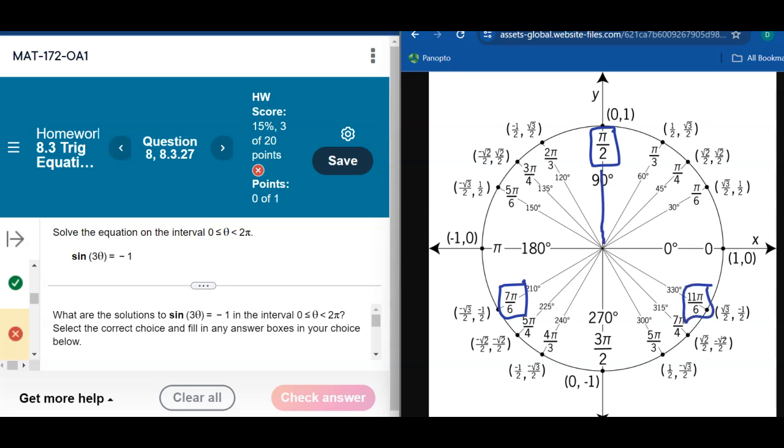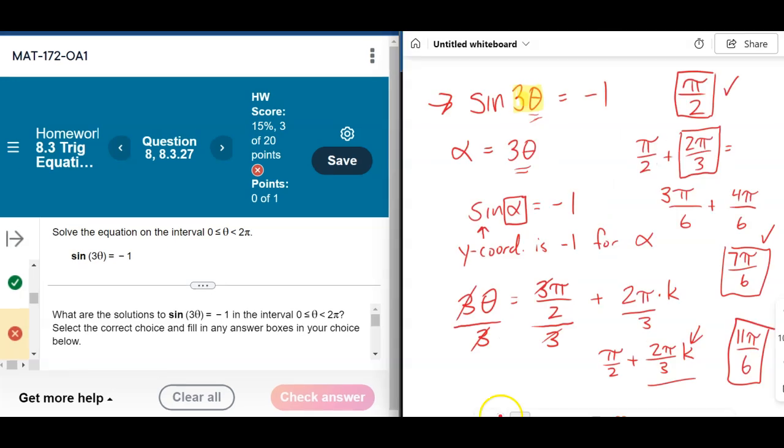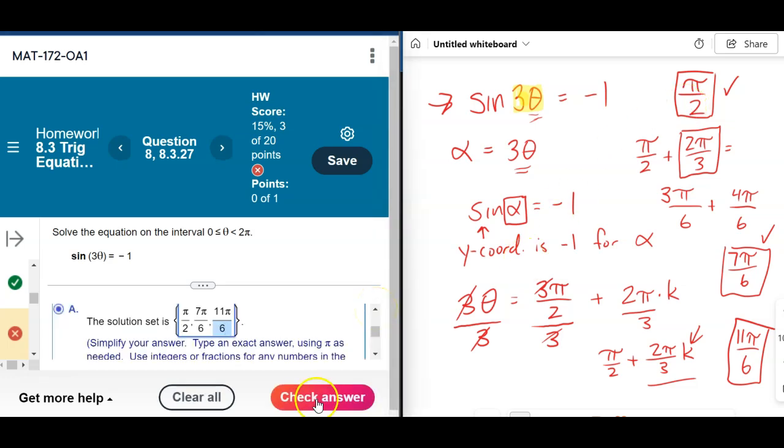So it has this kind of shape to the angles that work. All right, notice pi over 2 is the same as 3 pi over 6. So 3 plus 4 is 7. 7 plus 4 is 11. So there's a little pattern going on here. It's just this one reduced. All right, there are our 3 solutions.